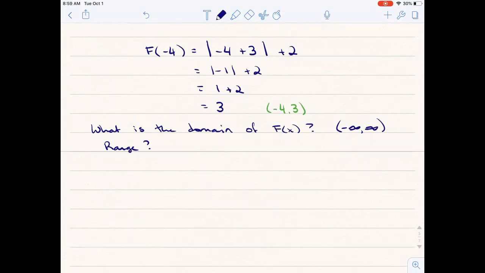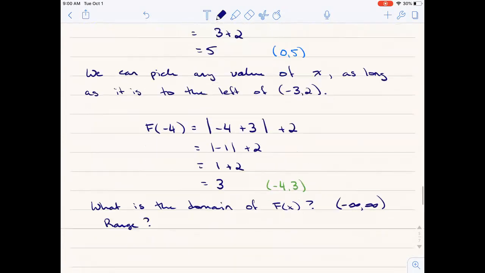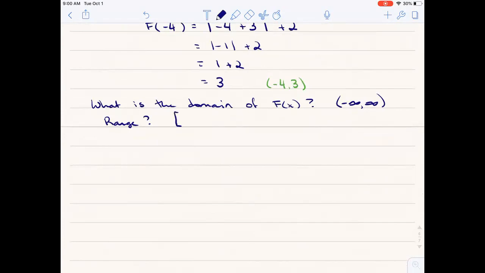How about the range? The range is what values of y can we take on? And so we know it starts here at y equals 2, and then it just keeps going and going and going, right? It includes 2 because it's on both of these lines. So we do a square bracket from 2 up to positive infinity. Round bracket.